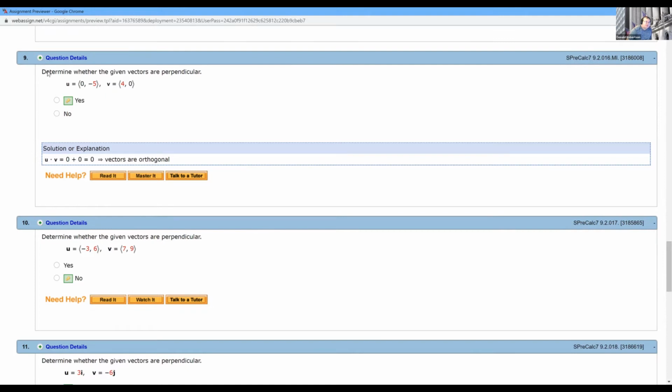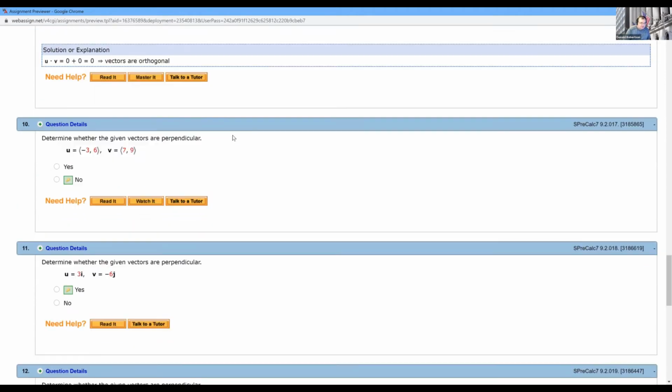It's determine whether the given vectors are perpendicular. In that case, don't you only need to look at the dot product? If the dot product is 0, the vectors are perpendicular. And can you see they're using the word orthogonal? And isn't orthogonal, right angled, and perpendicular all the same thing, at least in the context that we use them? Are we good with that?